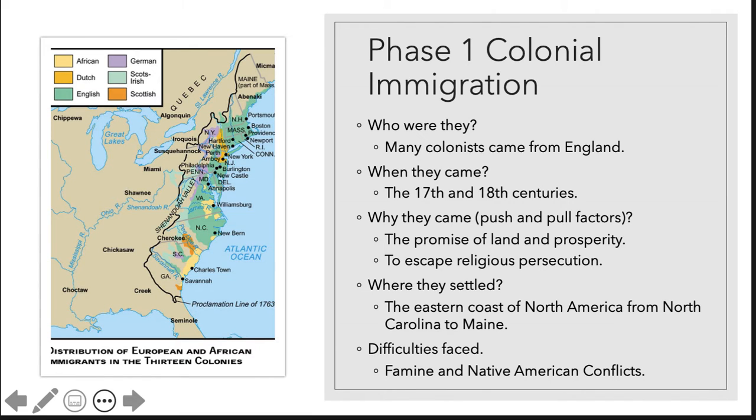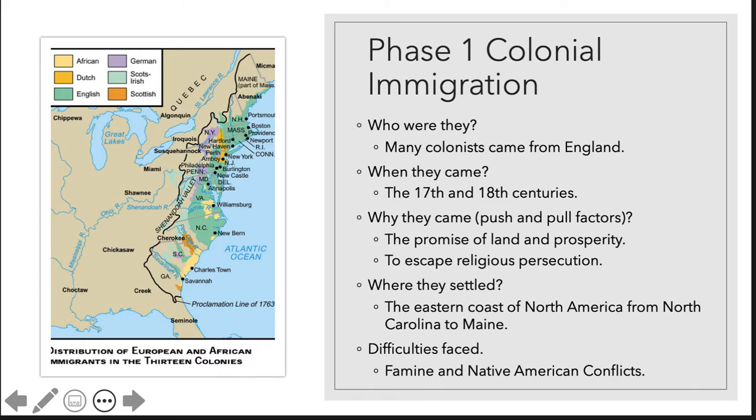We have three phases of immigration that we're going to look at. The first phase we have already studied at length. We just need a reminder of this. This is the colonial immigration phase. So, who was it that was coming in colonial immigration? This is going to be colonists coming from England. When were they coming? The 17th and 18th centuries.